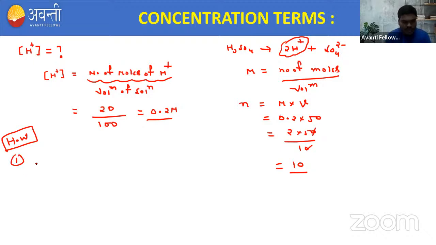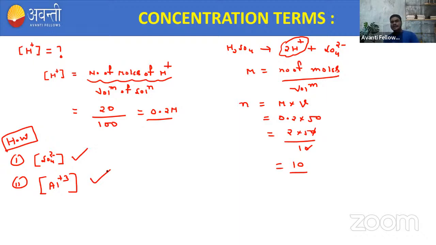So I'm giving you homework. You have to calculate the concentration of SO4 twice negative and the concentration of Al plus 3. You all have to calculate the concentration of SO4 twice negative ion and Al plus 3 ion. I already calculated the two concentrations, that is H plus and Na plus. You have to calculate the other two concentrations, that is SO4 twice negative and Al plus 3.